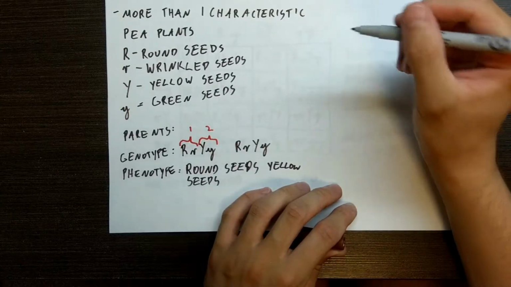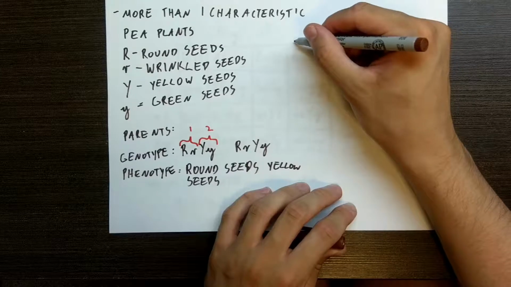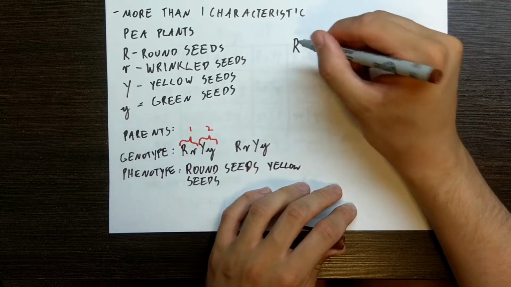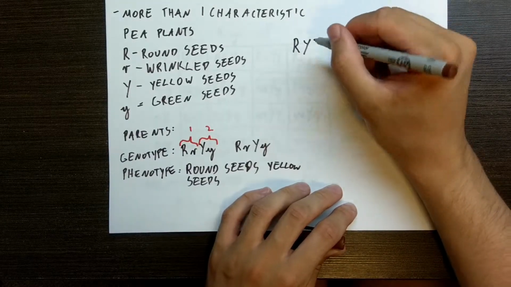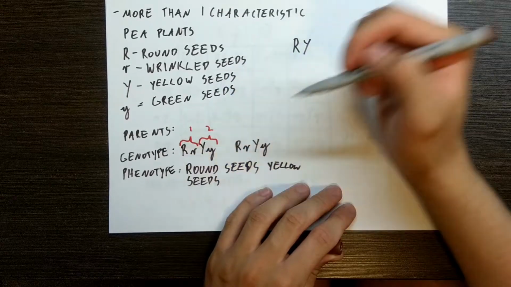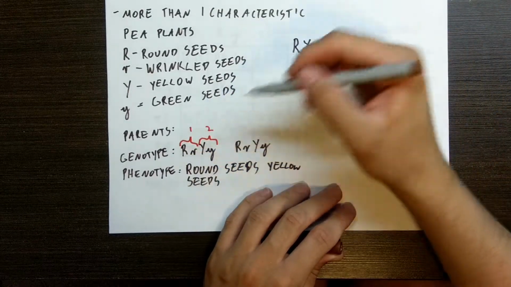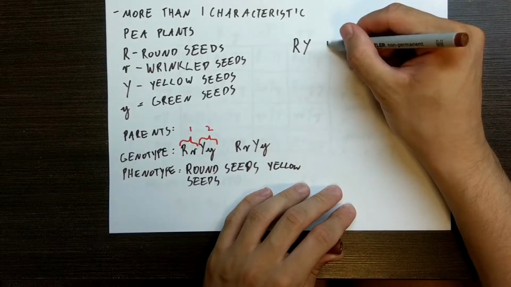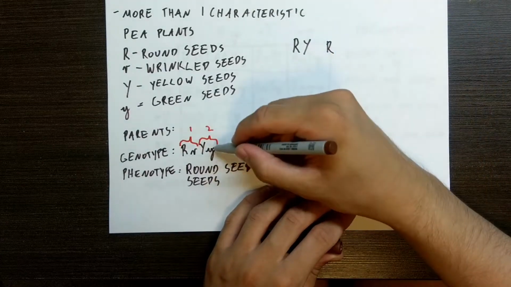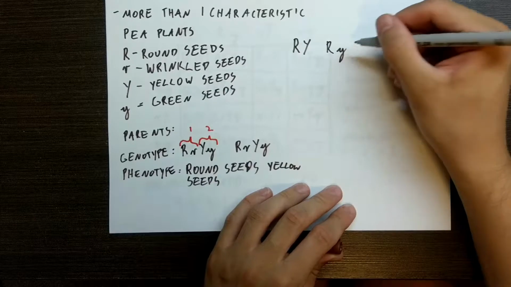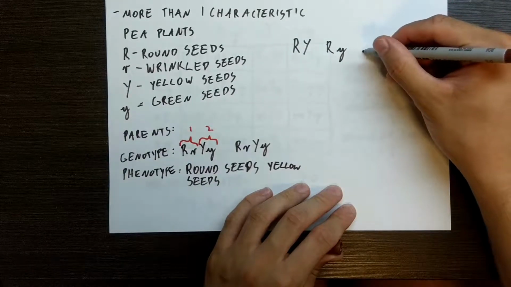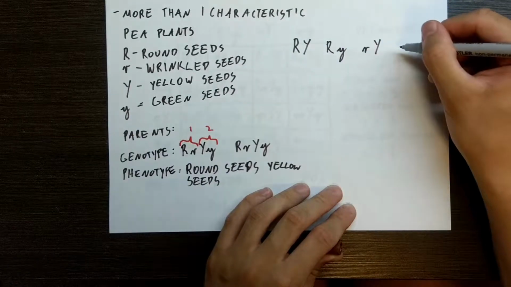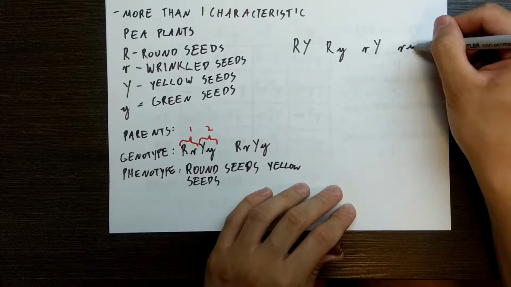One parent. It could inherit round yellow seeds. So, round from box 1, yellow from box 2. It could inherit round green seeds. It could inherit wrinkled yellow or wrinkled green.